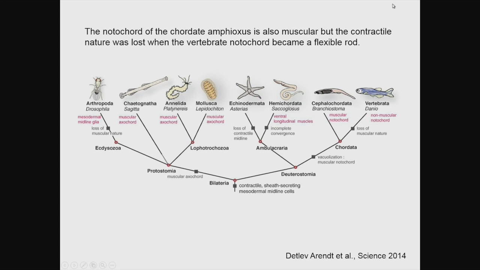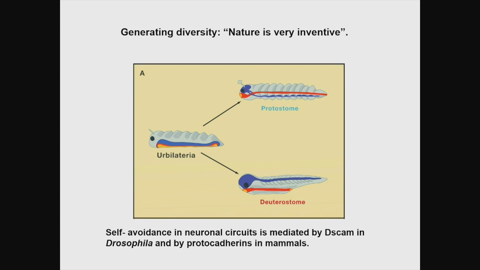The muscle was then lost in the fishes. And in the mammal, we lost the vacuoles. So we have a very thin notochord that just serves to induce structures during development, but it lost the vacuoles. So we can see how you can evolve different structures through time.